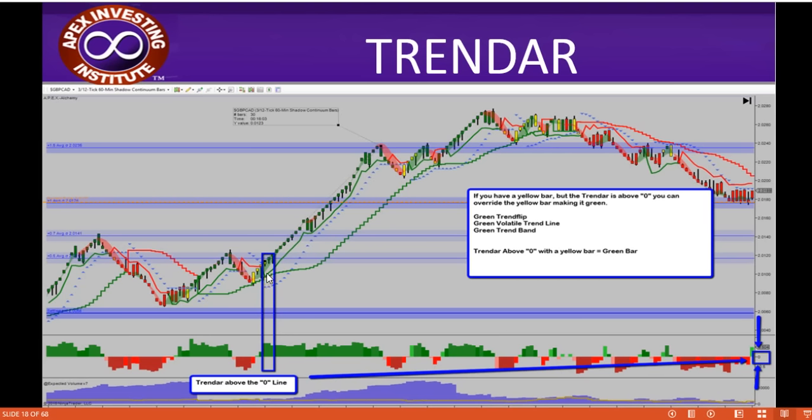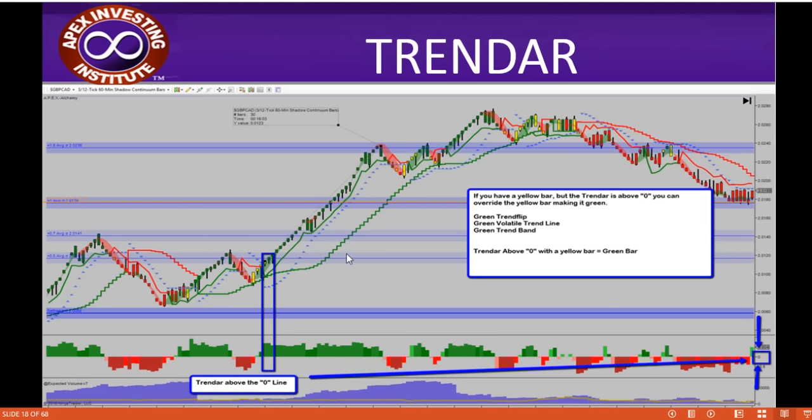So, for a valid long entry, for example, trend flip has to be green. Volatile trend line has to be green. Trend bands have to be green. Those 3 have to happen. Trend flip, volatile trend line, and trend bands have to all be the same color.